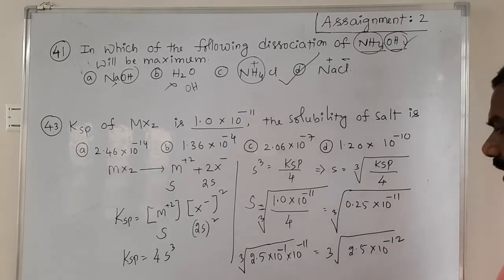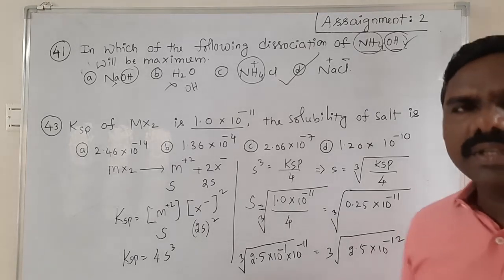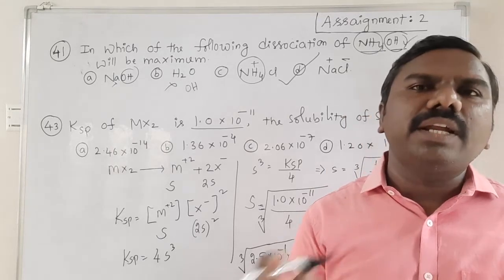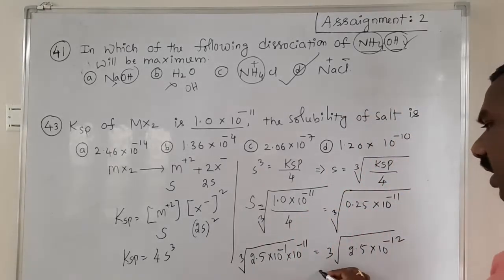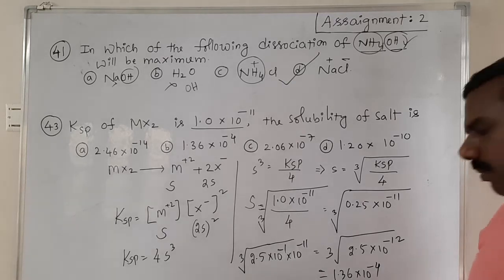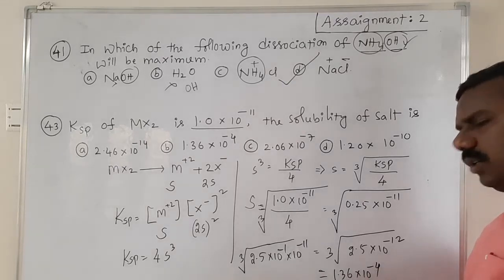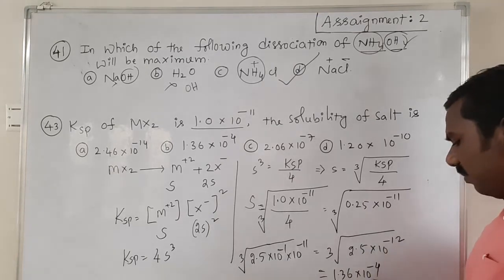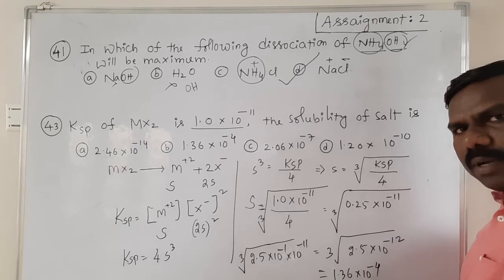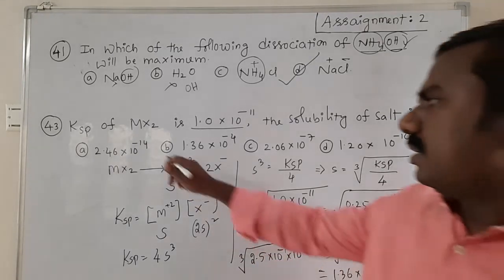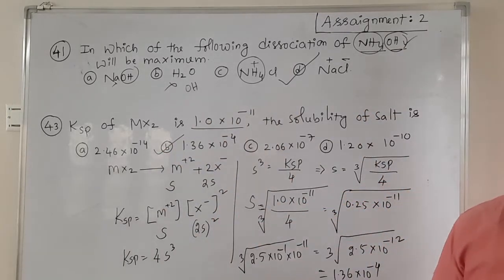Cube root of 10 to the power of minus 12 is 10 to the power of minus 4 into 10 to the power of minus 4 into 10 to the power of minus 4. Then only you are getting 10 to the power of minus 12. So finally, once you solve this, it is 1.36 into 10 to the power of minus 4. It means 1.36 into 1.36 into 1.36 you will get 2.5, and 10 to the power of minus 4 into 10 to the power of minus 4 into 10 to the power of minus 4, you will get 10 to the power of minus 12. Getting all of it? Answer will be the second option to the 43rd question.